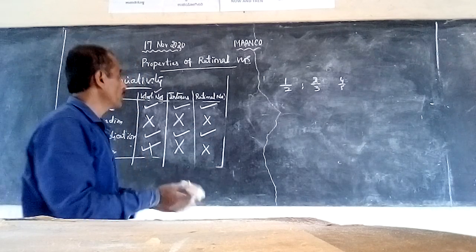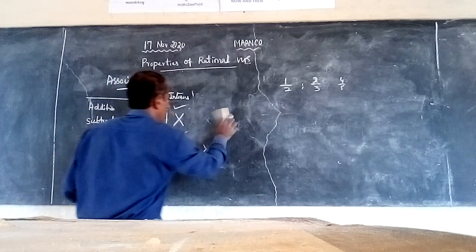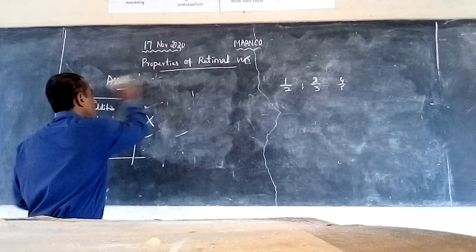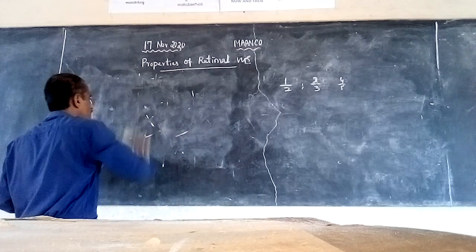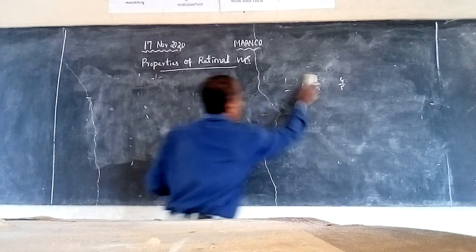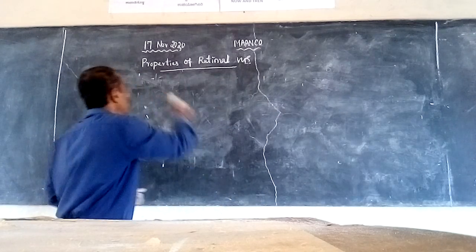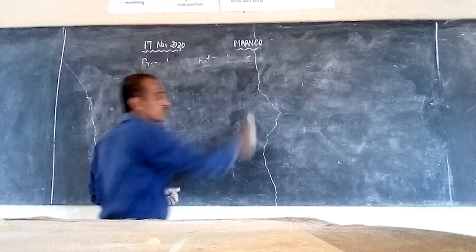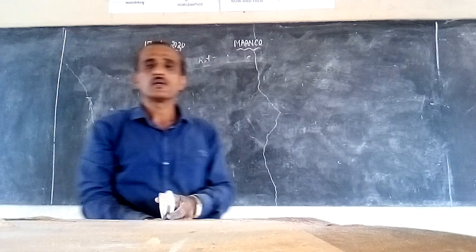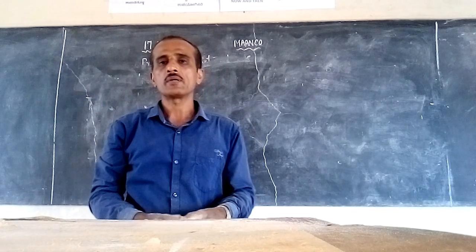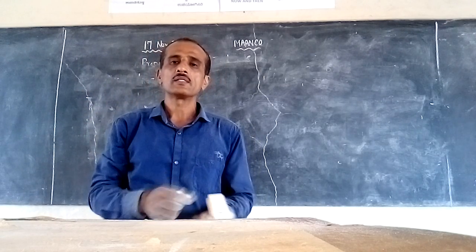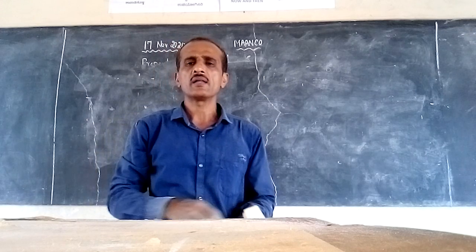Okay, these are about associative and commutative properties of whole numbers. About this you have to learn. This is about associative property and commutative properties of whole numbers. More about this chapter we will learn in our another period.